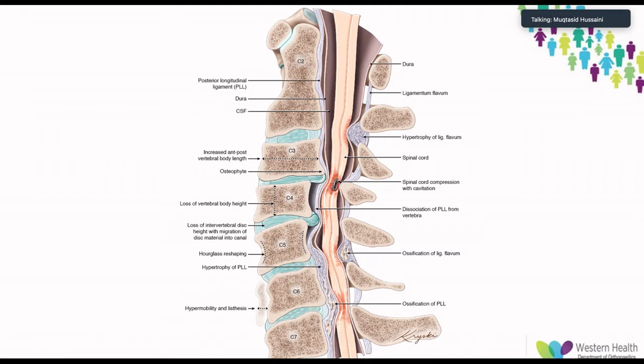This is a good diagram which illustrates some of the changes we can see in myelopathy. More superiorly, we can see some of the normal anatomy, and then we can see here an example of hypertrophy of the ligamentum flavum posteriorly, some osteophyte formation in the vertebral body with some loss of disc height, or with some loss of vertebral body height. You also have pure herniation of the intervertebral disc into the canal, hypertrophy and ossification of the posterior longitudinal ligament. And all of these factors combine to cause compression of the spinal cord, as we can see there.